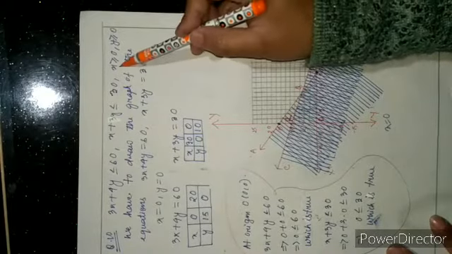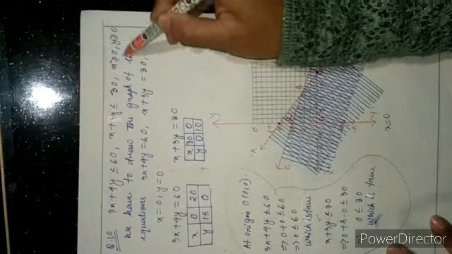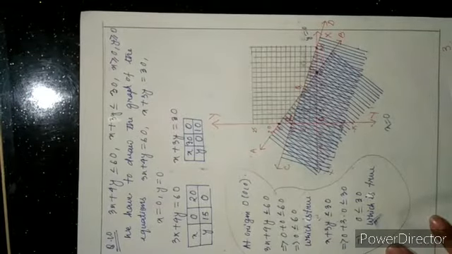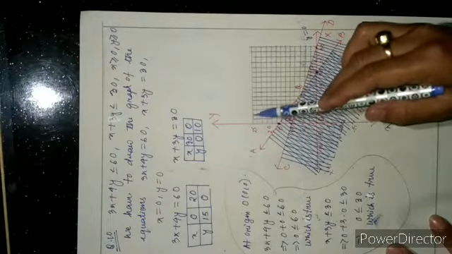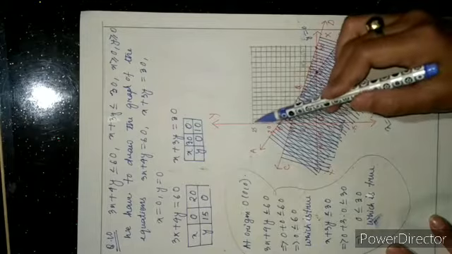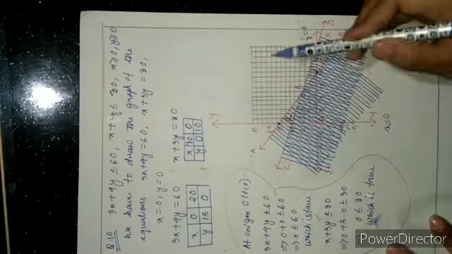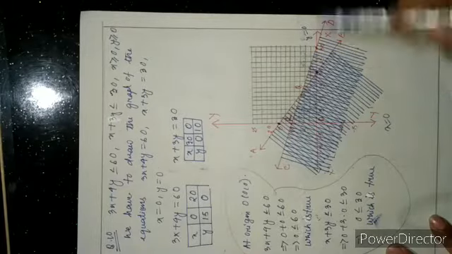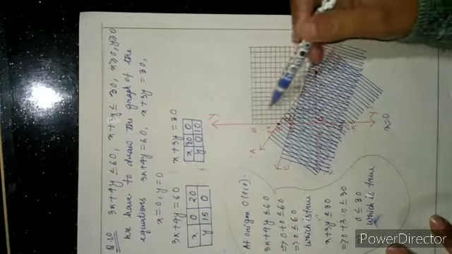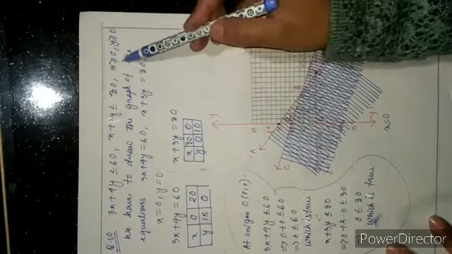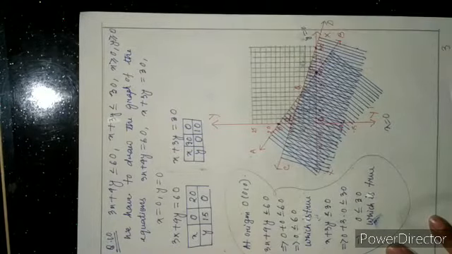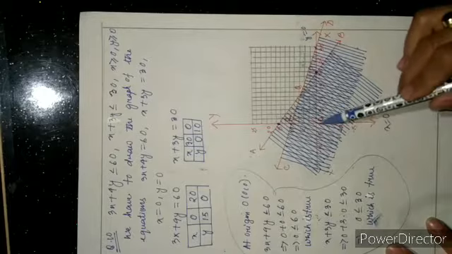So x greater than or equal to 0 and y greater than or equal to 0 gives the first quadrant. The graph of x is greater than or equal to 0 and y is greater than or equal to 0 is the first quadrant, bounded by the axes: lines perpendicular to the x axis and to the y axis. This is the graph of x is greater than or equal to 0 and y is greater than or equal to 0.